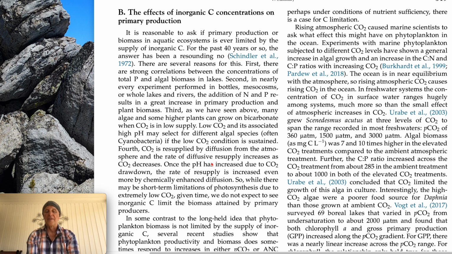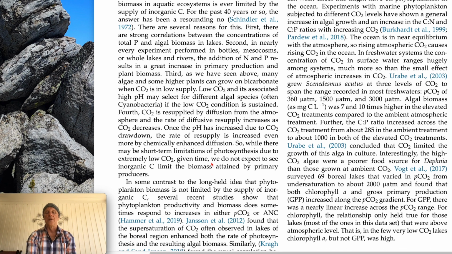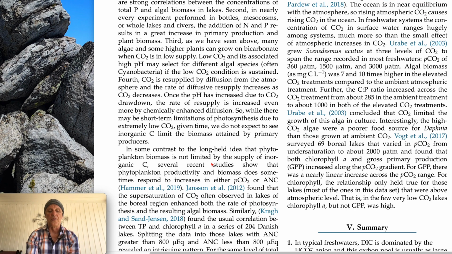fourth, CO2 is resupplied by diffusion from the atmosphere, and the rate of diffusive resupply increases as CO2 decreases. Once the pH has increased due to CO2 drawdown, the rate of resupply is increased even more by chemically enhanced diffusion. So while there may be short-term limitations of photosynthesis due to extremely low CO2, given time, we do not expect to see inorganic carbon limit the biomass attained by primary producers.